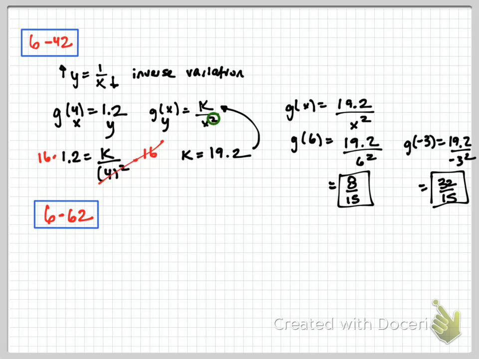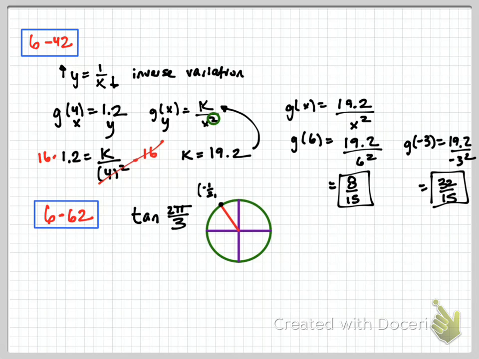62 is the other question you asked, which is trig. I think it had to do with tangent. So we're going to have to use our knowledge of the unit circle, find the exact value of tangent of 2 pi over 3. Thinking of the unit circle, where is 2 pi over 3? Quadrant 2. And I want to write down the coordinates there. Negative 1/2, root 3 over 2.